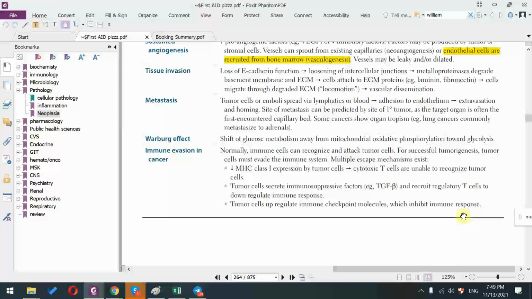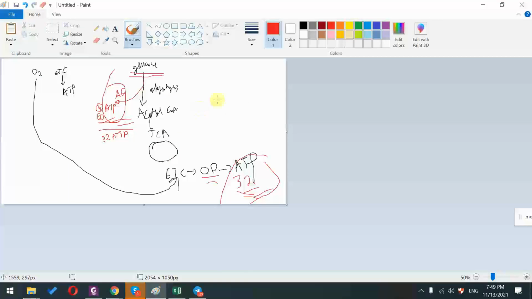The last thing I'm going to tell you is about immune evasion in the case of cancers. How can the cancer run away from the immune system? Well, they play hide and seek. Normally the immune cells recognize and attack the tumor cells. Who does that? Cytotoxic T cells. Cytotoxic T cells are just like a psychopath moving around in your body, and he has a gun.